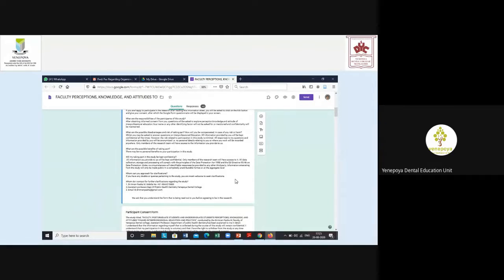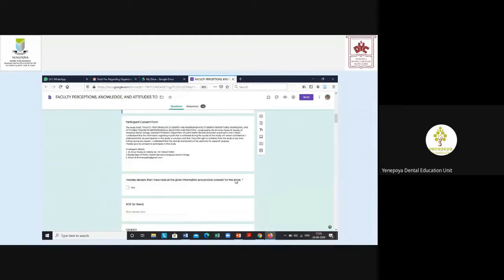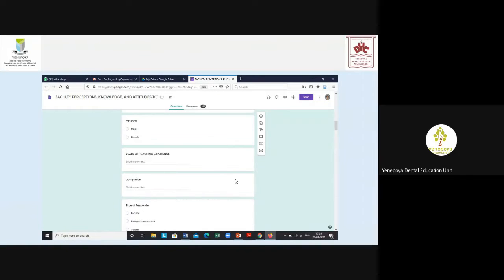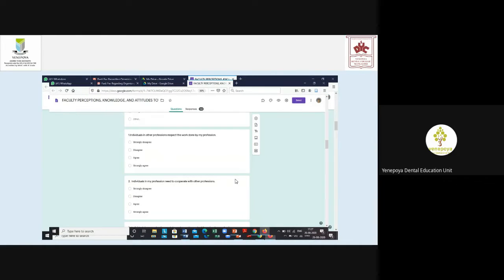I have given them the consent form as well. You can see the participation consent form. Then I have collected all the identifiers. In my study, it was an anonymous study. I just had to collect their gender, years of teaching experience, designation, and the type of responder as well. So, and then this is the main body, which is the questions.